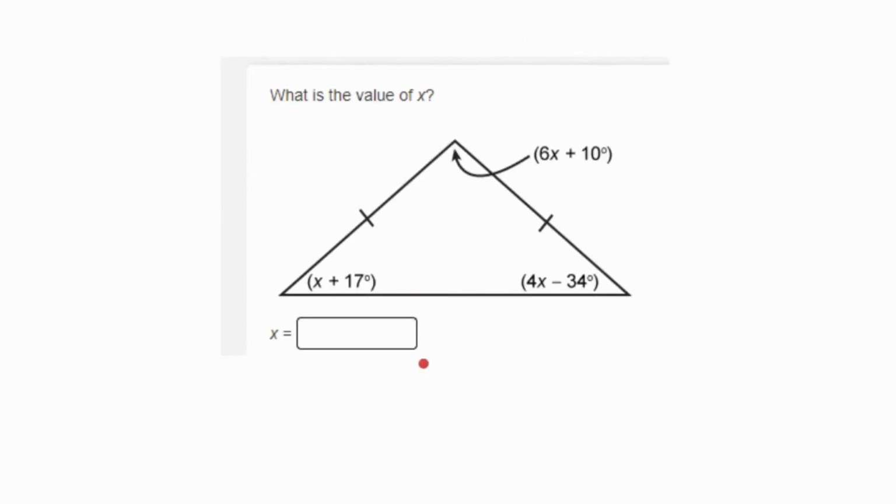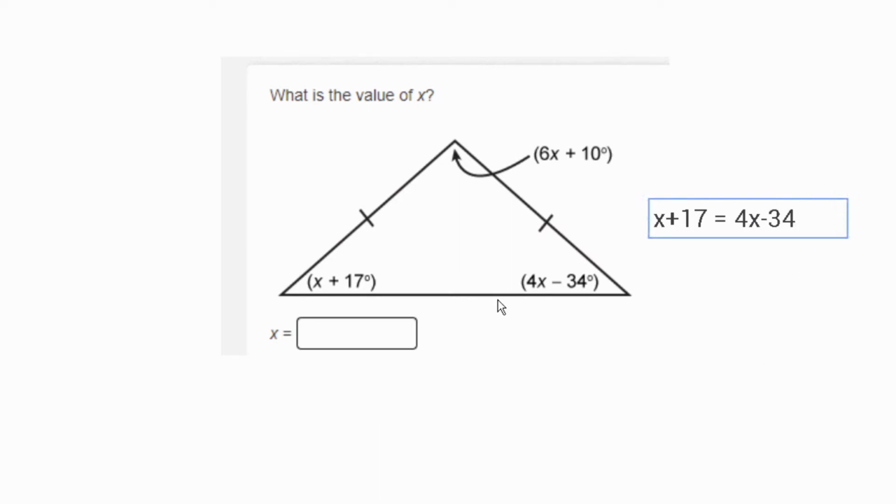Alright, let's do another one. So we have these three angles right here, and here's a couple of things that we know about this. This is a triangle, but we see these two hash marks right here, which are saying, hey, these two sides are equal, and they point at the same base. So the corners that are next to those, this corner and this corner, are equal. So what we could set up is an equation that looks like x plus 17 is equal to 4x minus 34.